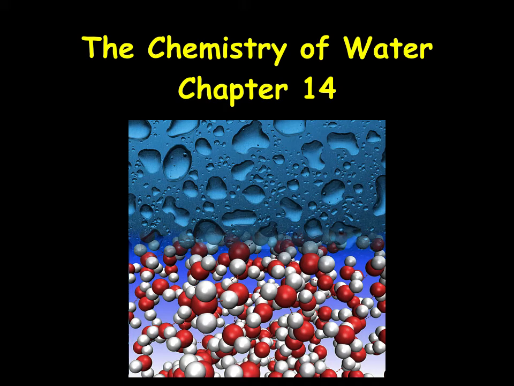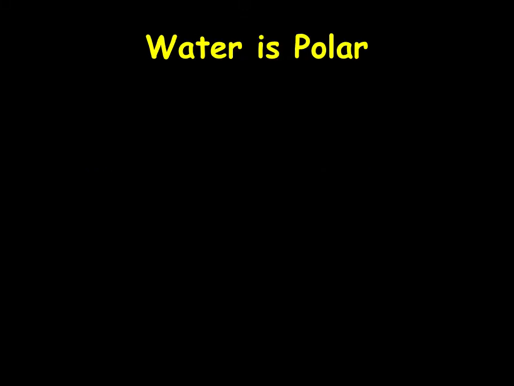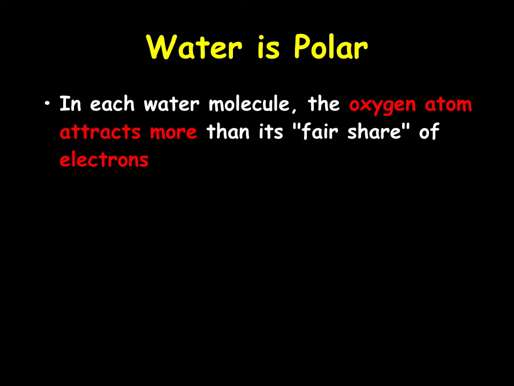This is the chemistry of water, and we'll cover chapter 14 of your textbook. Just starting out with some very basics of water before we transition into more applications of why water is so important. One of the key aspects of water is that it is an oxygen atom that is connected to two hydrogen atoms. The way that water is organized makes water polar.